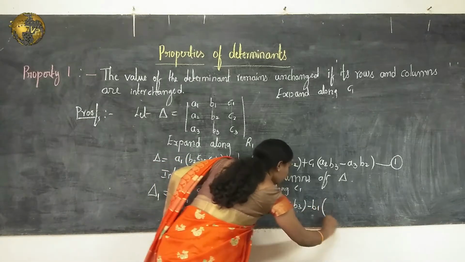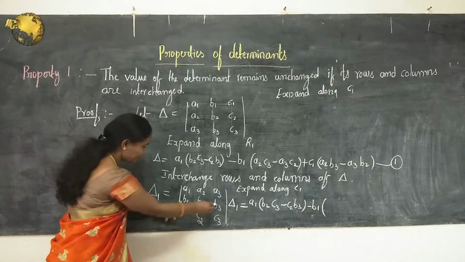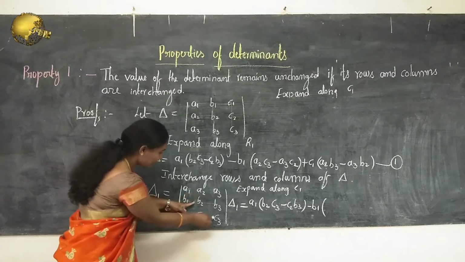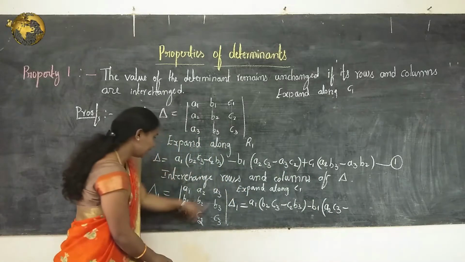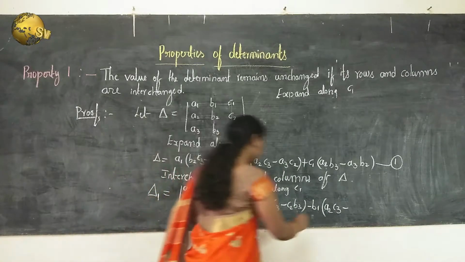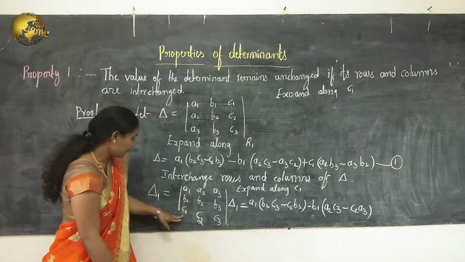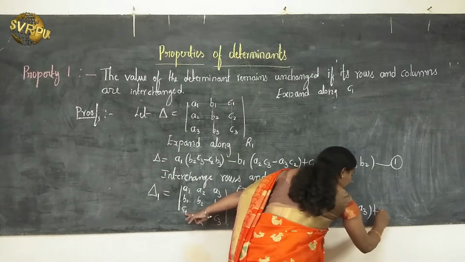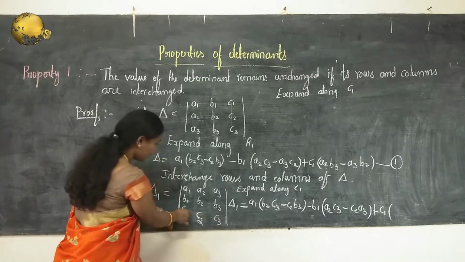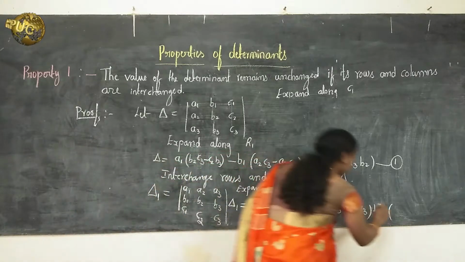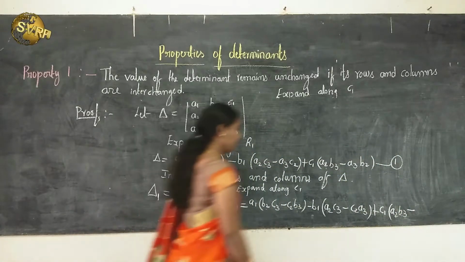Minus b1 into, now I neglect the second row first column, so a2c3 minus c2a3, and then now plus c1 into, so it is first column, third row I neglect, a2b3 minus b2a3.